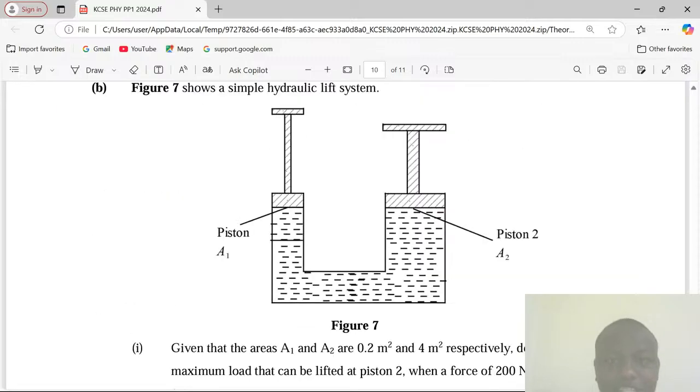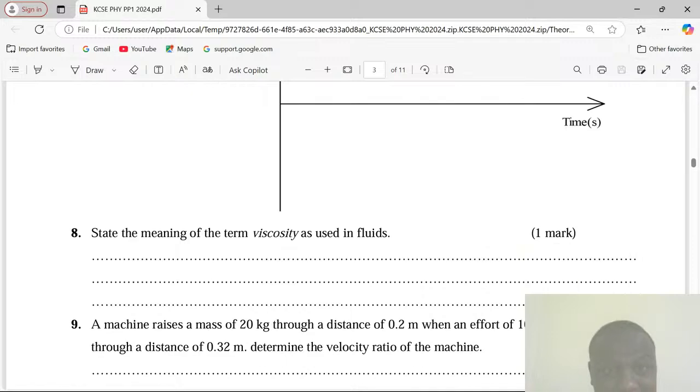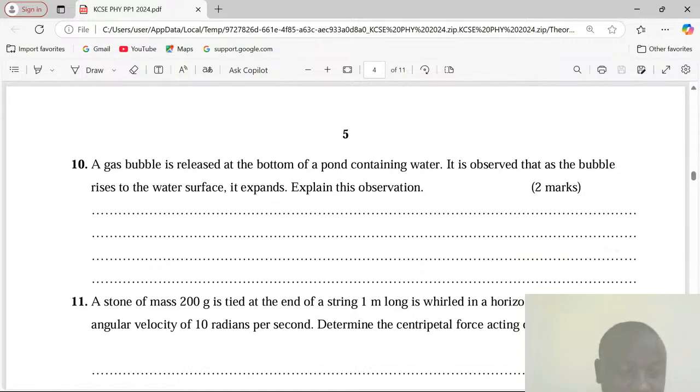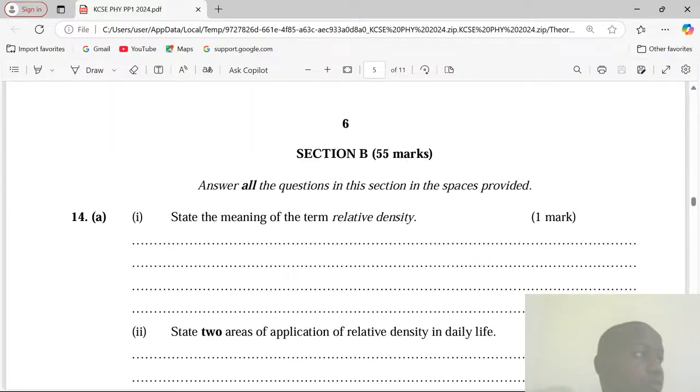Remember, section 1 of this paper has already been discussed on this platform, Shifting Grades Online School. So all the questions in section 1 have already been uploaded, and this session will now be dealing with section 2.